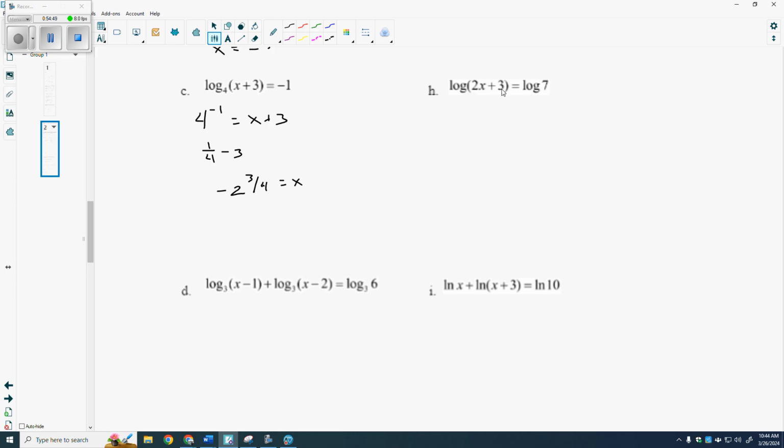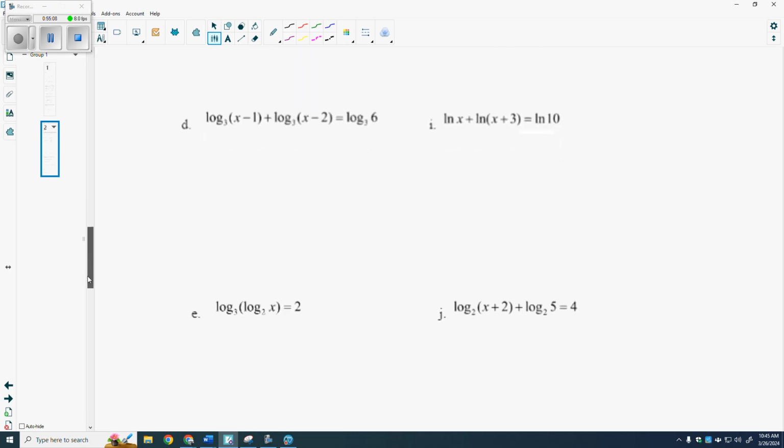Log base 10. The only way that these two can be the same is if this mess here is 7. Subtract 3. Divide by 2. Hit pause.